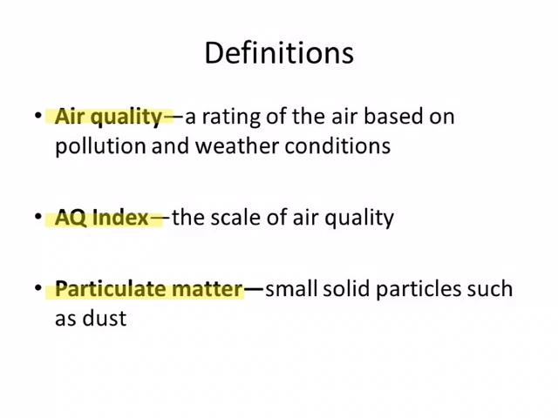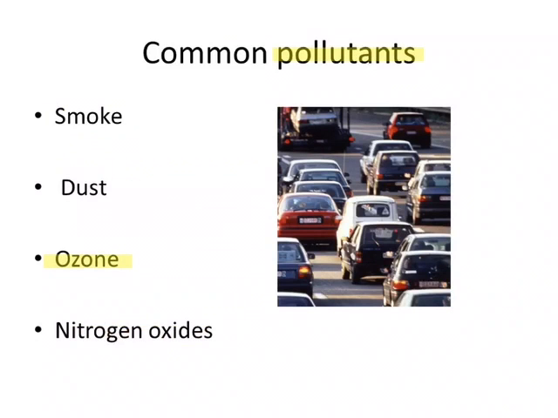And then particulate matter is small pieces of chemicals or dust that are in the air that are causing issues and a reduction in air quality. Important to know that you want air quality to be high. High means good, low means bad. Some common things that cause air quality to decline are smoke, dust, ozone, and nitrogen oxides. Ozone is something we're going to talk about later on, but it can be good and also really bad.